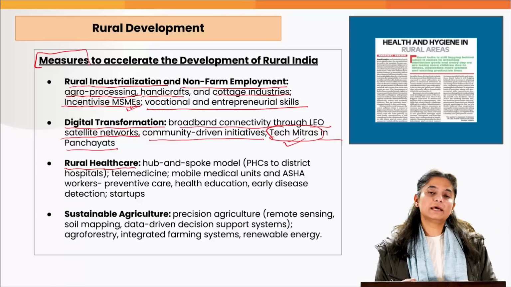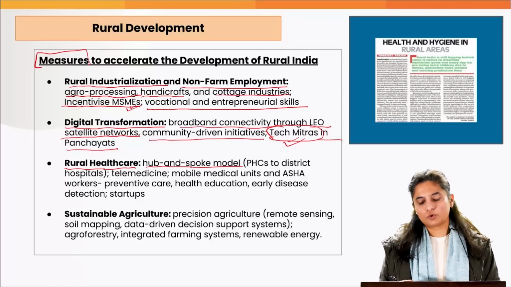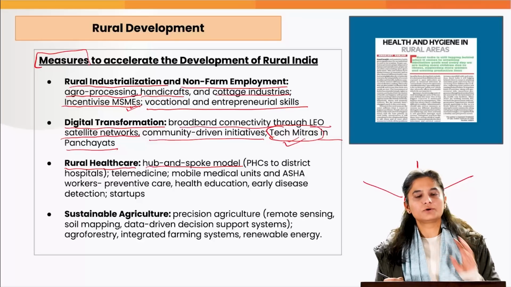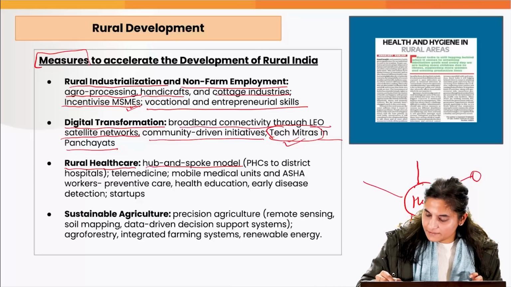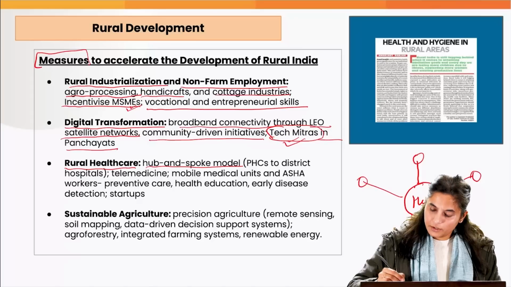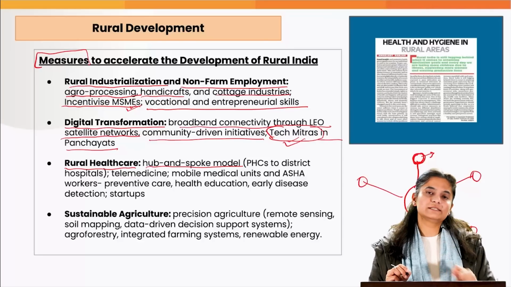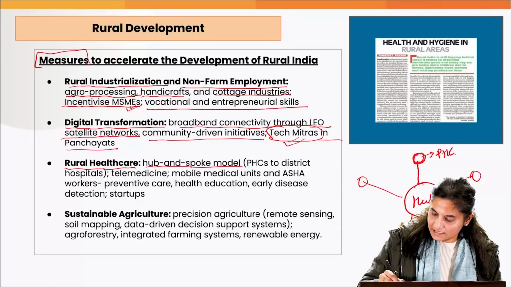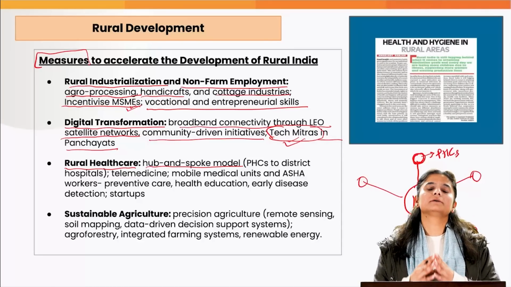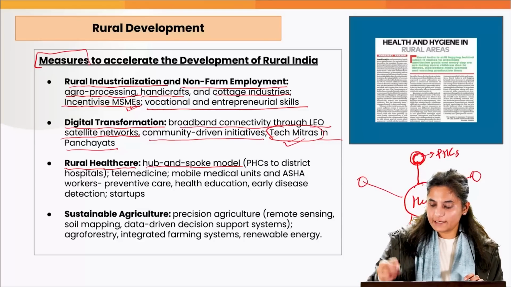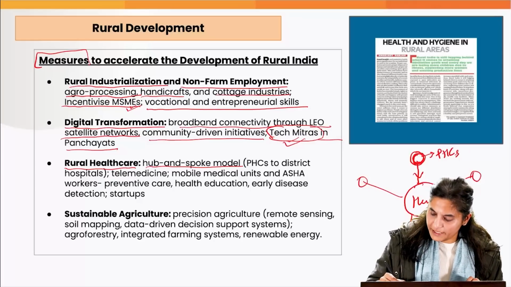Then the next point is about rural healthcare. In this, we can deploy the hub and spoke model. What is the hub and spoke model? There is one hub and then there are various spokes. This hub could be a district hospital in the case of rural healthcare. And what are these spokes? These could be primary healthcare centers that you usually find at the village level. So first of all, we should try to cater to health issues at the level of the village itself, at primary healthcare centers, PHCs. Now, if that institution or mechanism is not able to address the issue, then patients can be suggested to move to the hub, which could be the district hospital.